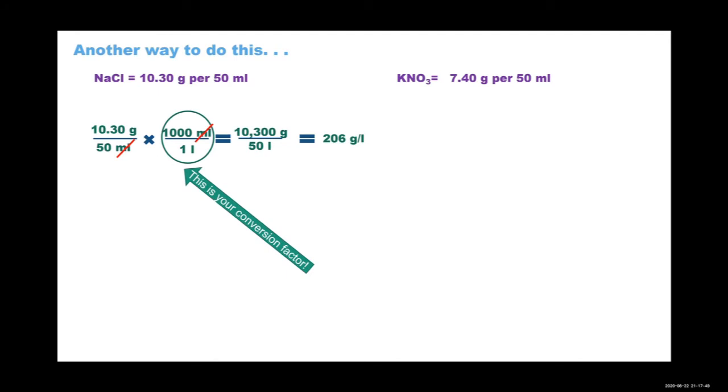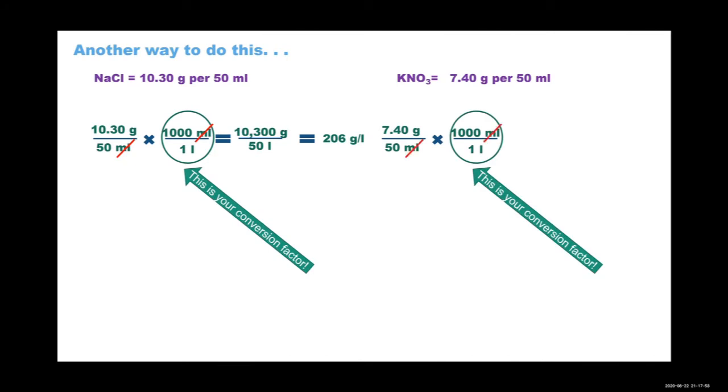For the potassium nitrate, we follow the same steps. There's our first fraction. Here's our conversion factor. Multiply straight across, and work out that division problem. And you have 148 grams per liter, which is exactly what we had before.